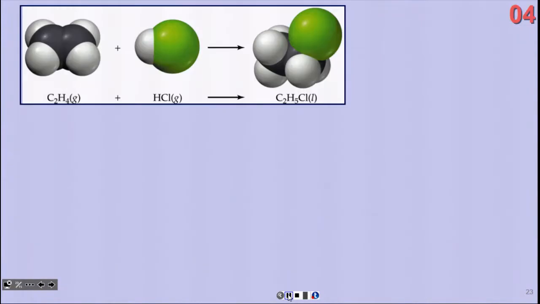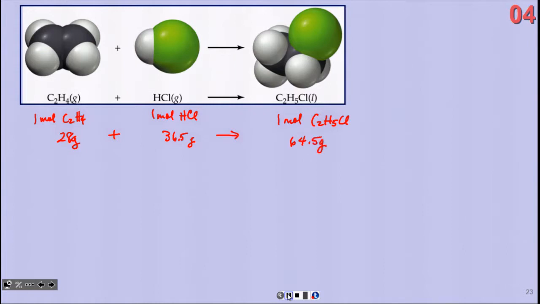So let's see how this kind of reaction might work out. We have a balanced equation here where the ethylene is reacting with HCl. So if you had 1 mole of C2H4, we just said that its mass is 28 grams, and 1 mole of HCl, whose mass was 36.5 grams, you should make 1 mole of the product, C2H5Cl, ethyl chloride, and the mass of that is going to be 64.5 grams.